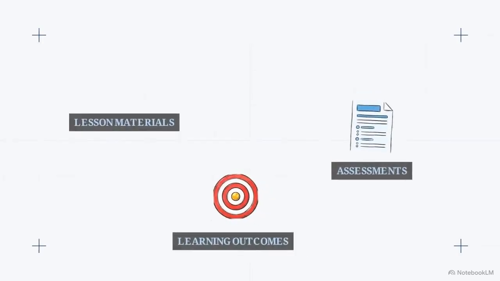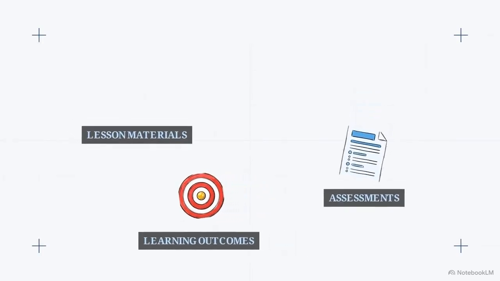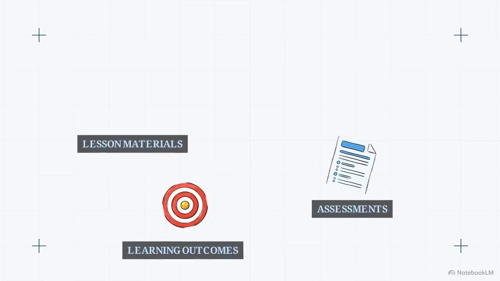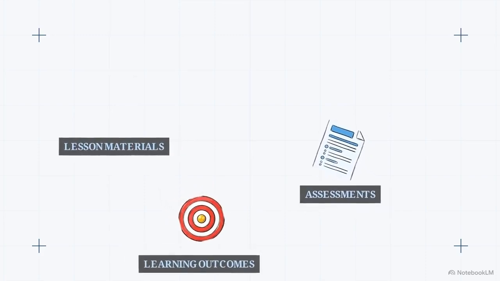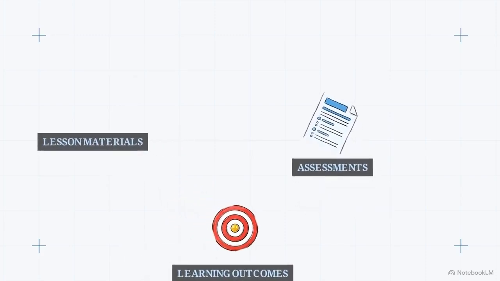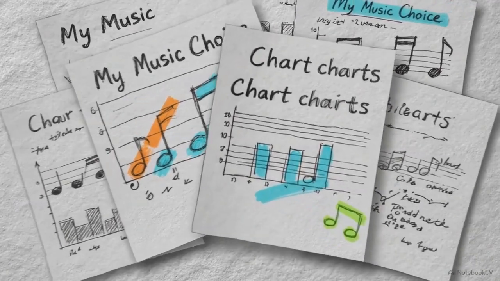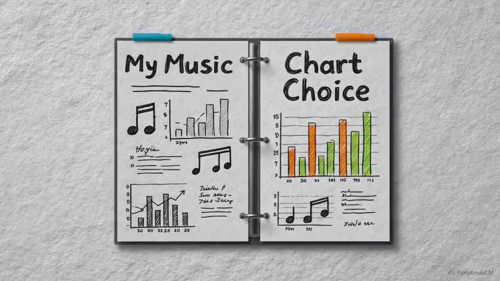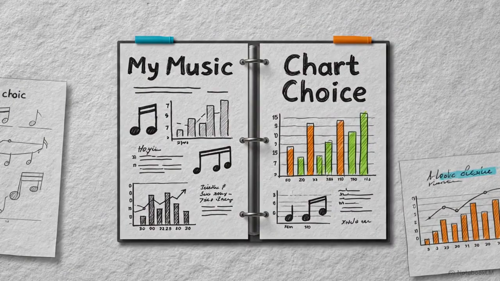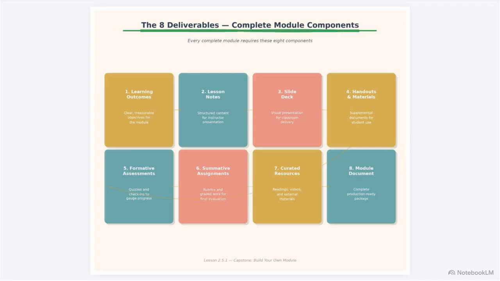Over the previous lessons, you've practiced building individual teaching components in isolation. Now it is time to take those isolated pieces and engineer a complete 8-part teaching module from scratch. We are turning individual notes into a single, cohesive package. This grid shows exactly what we are building.